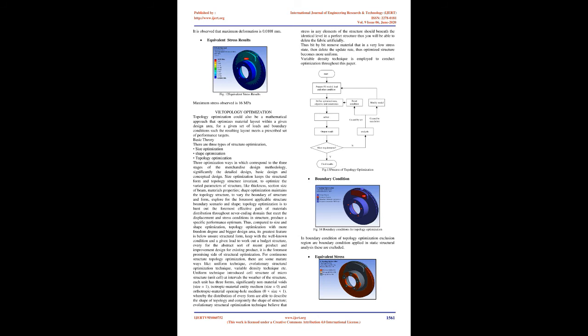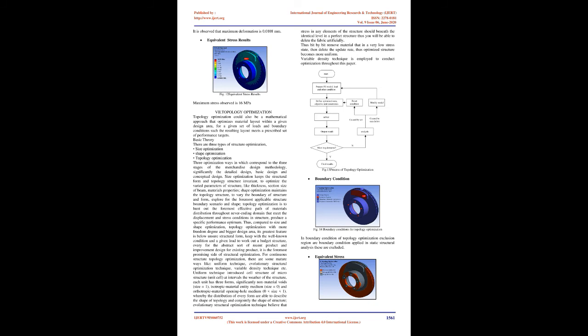variable density technique, etc. The homogenization technique introduced a cell structure of microstructure, a unit cell, within the elements of the structure. Each unit has 3 forms, namely non-material void, size equals 1, isotropic material entity medium, size equals 0, and orthotropic material opening hole medium, size between 0 and 1. Whereby the distribution of each form can describe the shape of topology and also the shape of the structure.